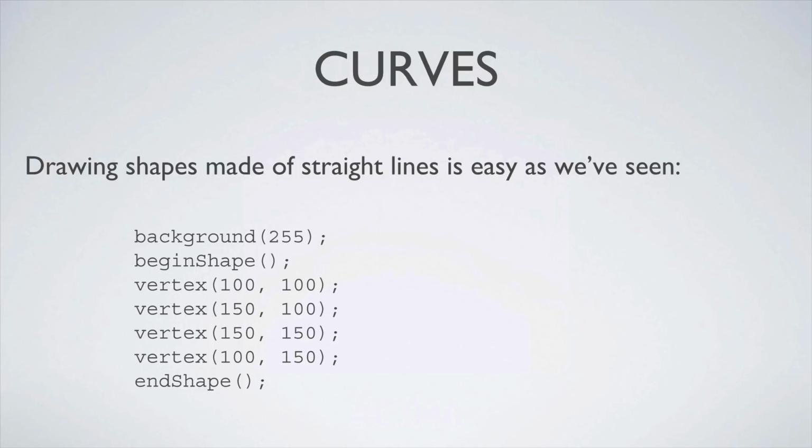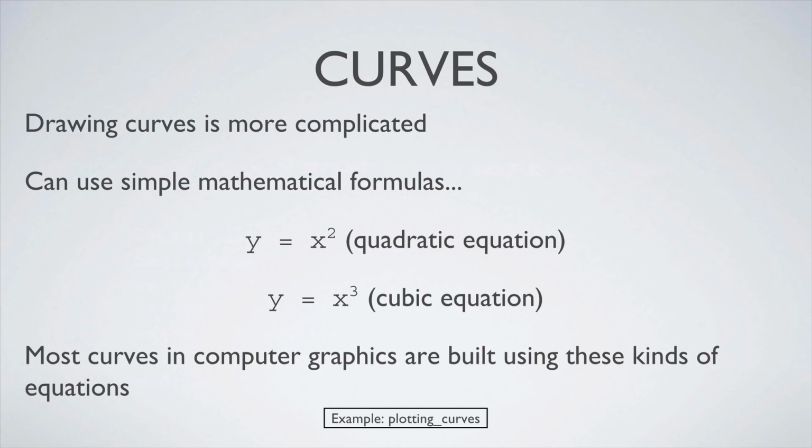So drawing shapes made of straight lines is easy, as we've already seen. We can say begin shape and then give a series of vertexes, as many as we like in fact, and then call end shape, and that will join up the straight lines into a shape. But a lot of objects aren't made of straight lines. So we can draw lots of straight lines, or we can actually draw curves.